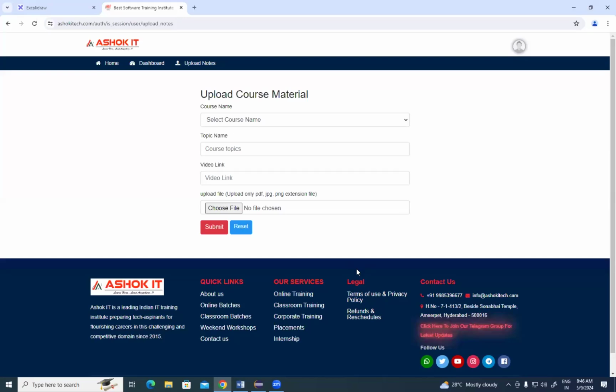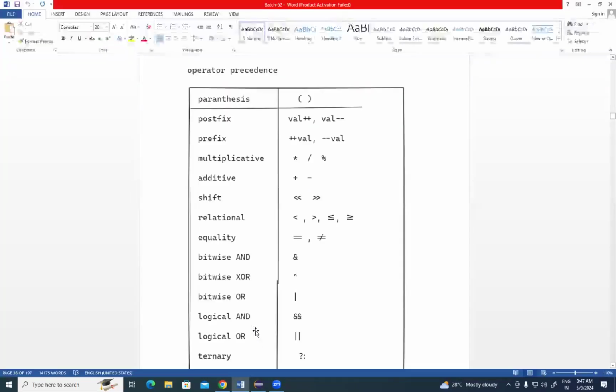There is one more, which is called the ternary operator. We'll discuss that tomorrow. Then you need to know about a concept called operator precedence. This is what operator precedence is. I'll give you this table tomorrow.